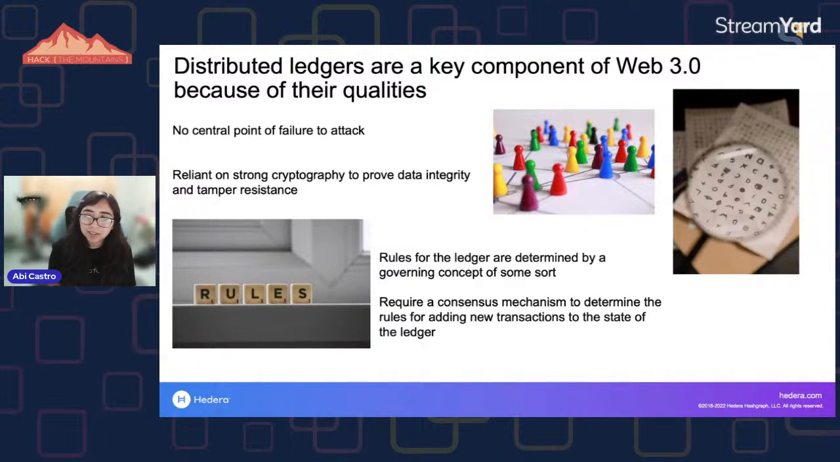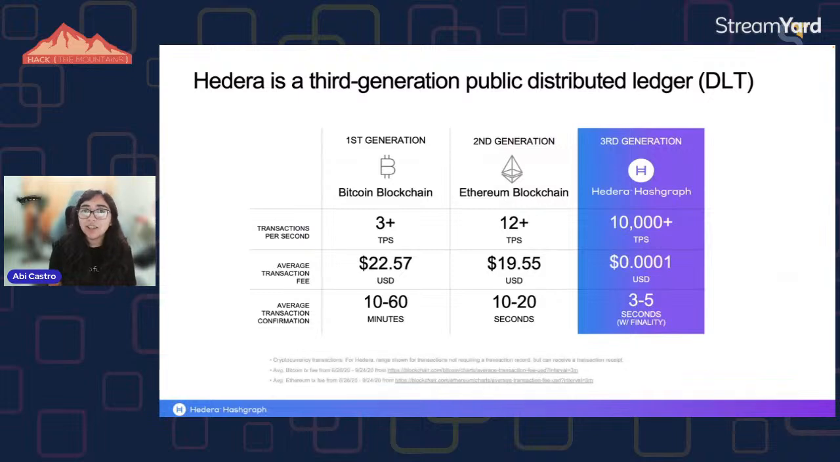So what does this all have to do with Hedera? Well, Hedera is a third generation public distributed ledger, and it provides 10,000 transactions per second at a fraction of the cost and with a final consensus confirmation of 3 to 5 seconds. It's come a long way from the first and second generation networks.